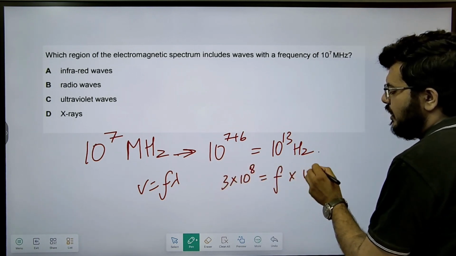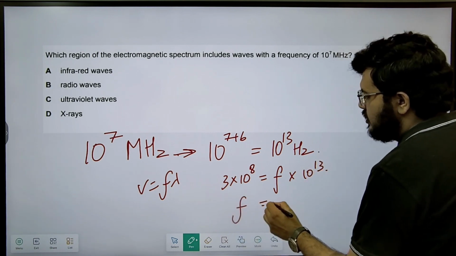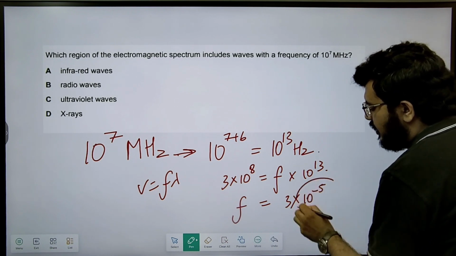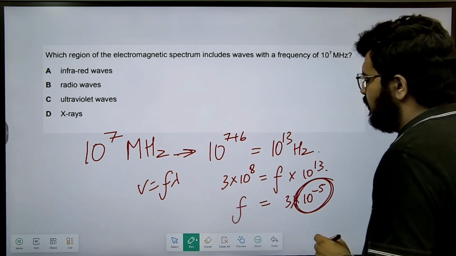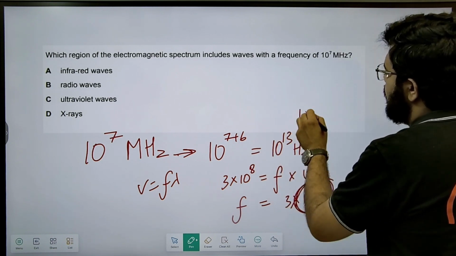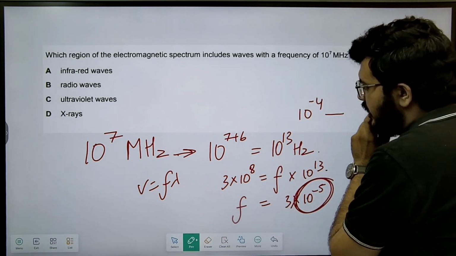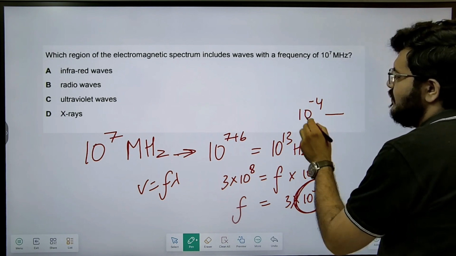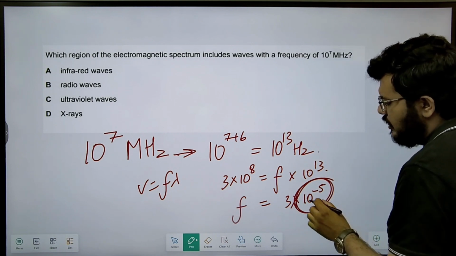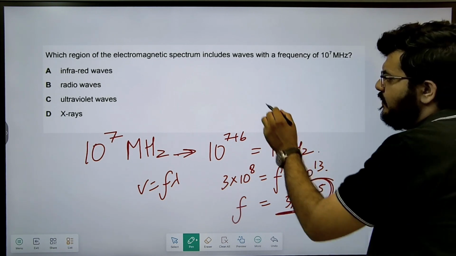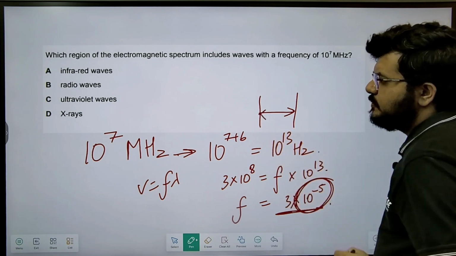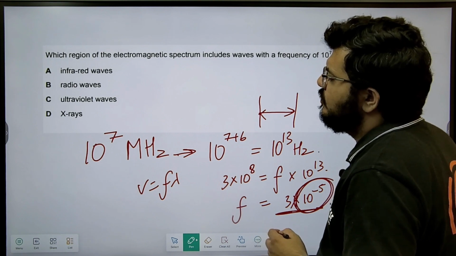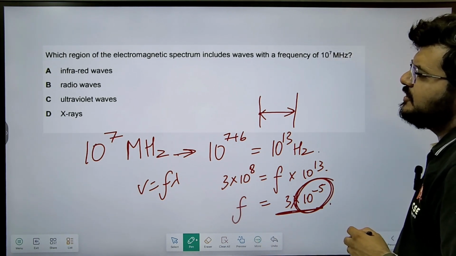So into 10 to the power 13, I'll find F is equal to 3 into 10 to the power minus 5, in a range of minus 5, right? Visible spectrum is 10 to the power minus 4 to 10 to the power minus 7. So basically 3 into 10 to the power minus 5 is outside the visible spectrum. So that should be infrared waves, radio waves, ultraviolet and X-rays.